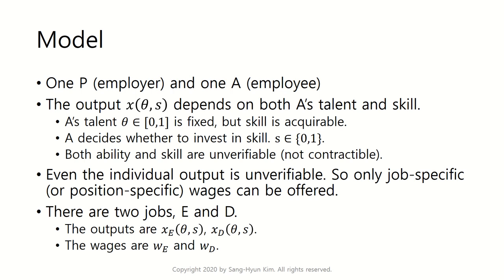So the starting point skill level is 0, and if the agent makes an investment, then skill S becomes 1. All right, and ability, talent, and skill are all unverifiable. Thus, it is not contractable. So this is the problem.